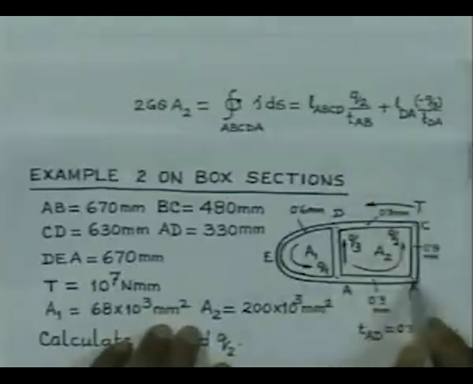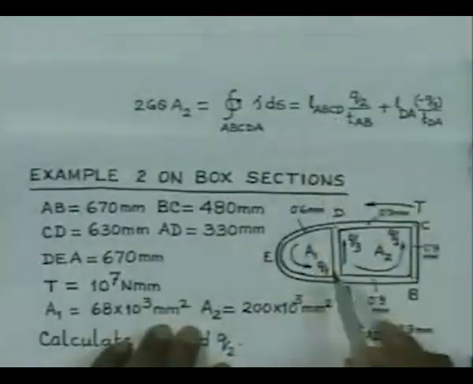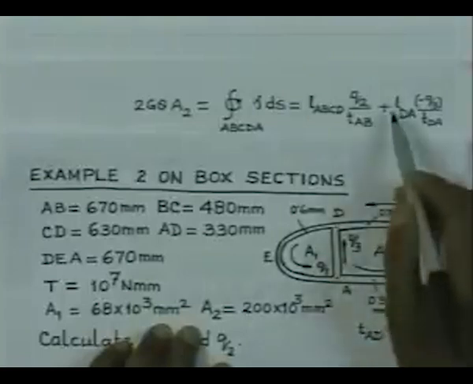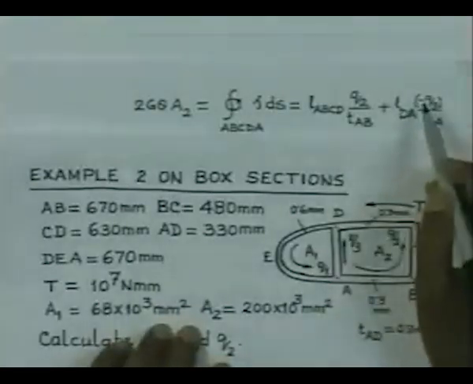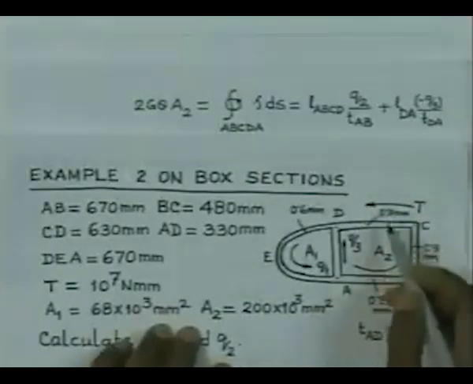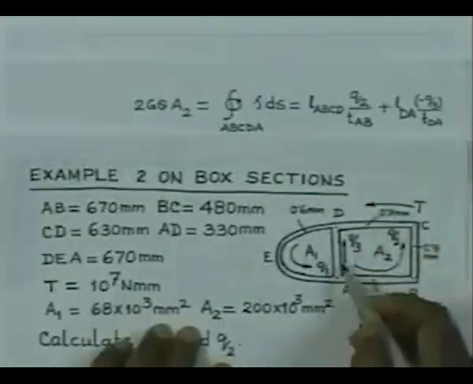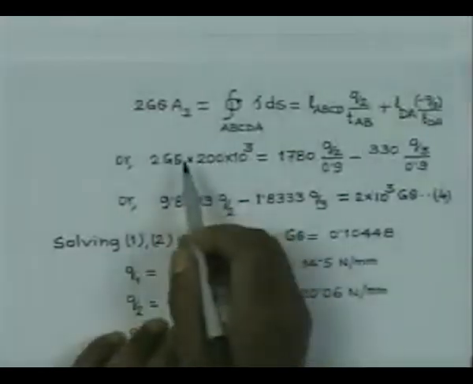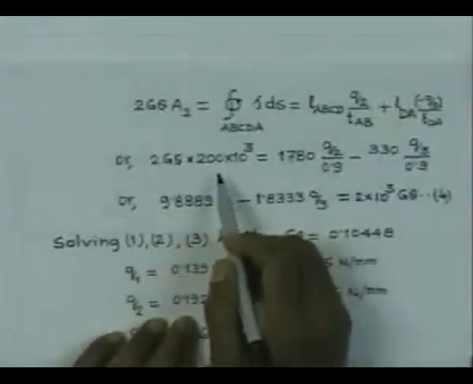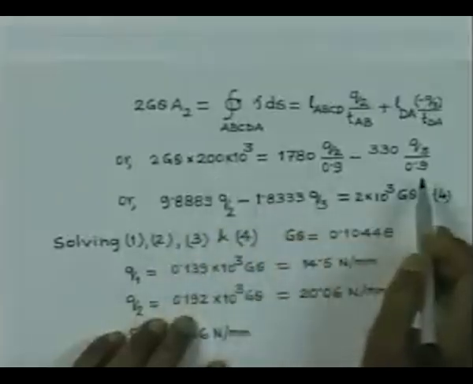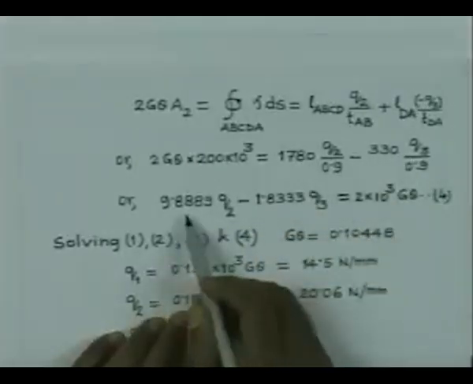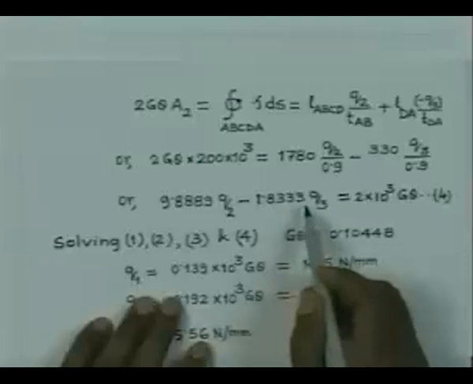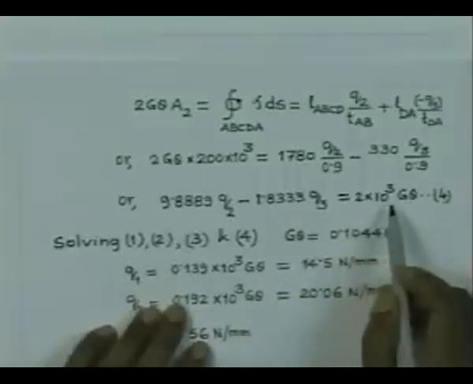So, we have constant thickness all over this, therefore, we could write straight away length ABCD into Q2 by T of AB, and for the remaining portion you have to write this negative sign comes up because the movement is in this anti-clockwise direction, but the flow is taking place in the clockwise direction. So, if we substitute the value of the areas and the thicknesses, also the lengths, then we get this relationship: 9.8889 Q2 minus 1.8333 Q3 is equal to 2 into 10 to the power 3 g theta.